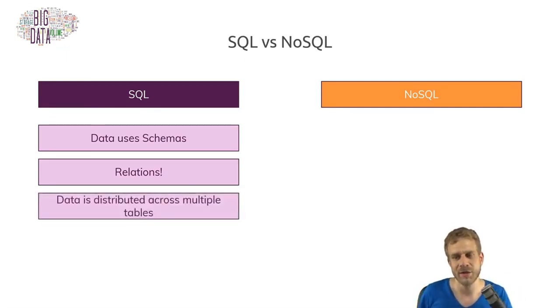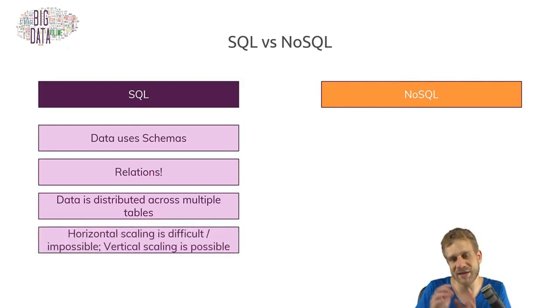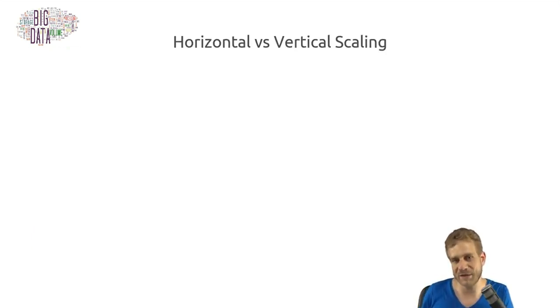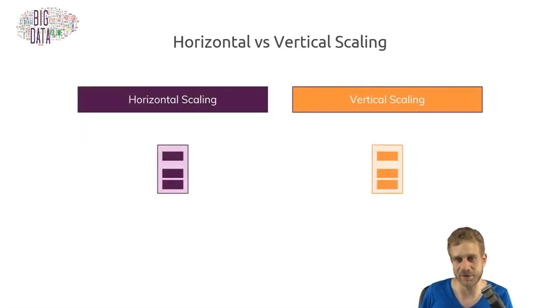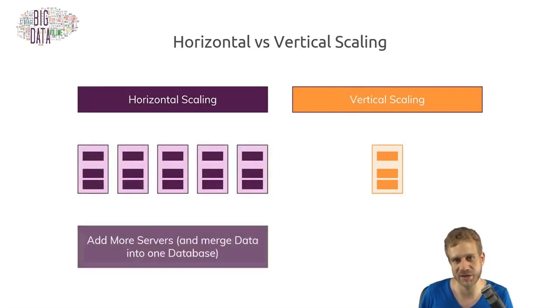Data is also distributed across multiple tables in the SQL world, therefore, and this can also be both an advantage or disadvantage for the reasons I just mentioned regarding the updating. We also have to talk about scaling, and we can differentiate between horizontal scaling and vertical scaling. Now, what's the difference? In both cases, let's say we have our database server. If we scale horizontally, we simply add more servers. We add more power by adding more servers.